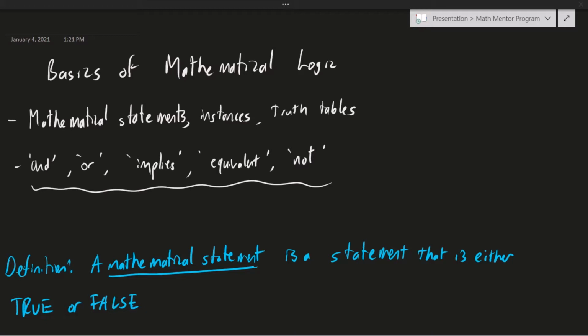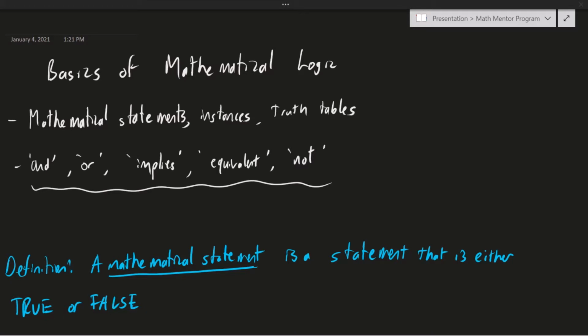Today we're going to start by looking at the basics of mathematical logic. In particular, we'll talk about mathematical statements, truth tables, and these underlined words here. We're going to discuss their precise definitions in mathematics. To start, I'm going to define what a mathematical statement is.